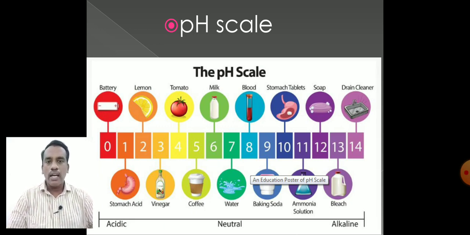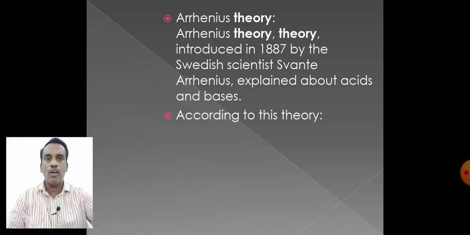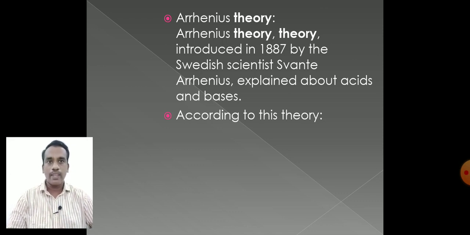Yes. Now let us begin our video with the basics: what is meant by an acid, what is meant by a base. Yes, let's get the definitions of acids and bases. Prior to that, there are many theories that explain the acidic nature and the basic nature. The most important theory is the Arrhenius theory. He was a Swedish scientist. He explained acids and bases in his theory.